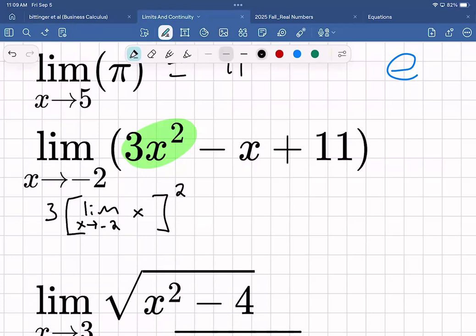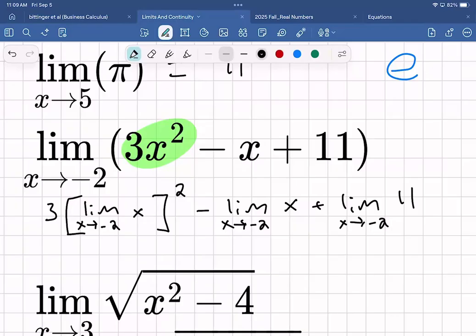What else did I bring outside the limit? The exponent, right? So in the end, we're just focused on the x, meaning the next term will just be minus the limit as x approaches -2 of x, and then plus the limit as x approaches -2 of 11.